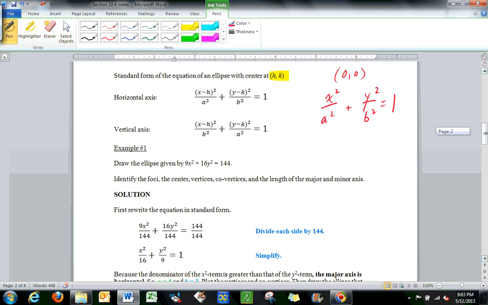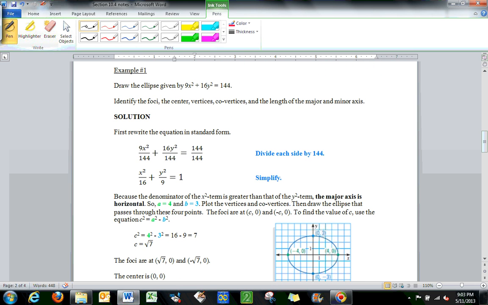So if we look at example number 1, they're going to ask us to draw the ellipse. Now notice they didn't ask us to graph it, but simply to draw it. We graph functions, we draw conic sections, and that's really a little bit of a mathematical technicality. But the first thing here is we need to put this in standard form. If you see that it's not equal to 1 and that it's not written in a fractional form, in most cases it's probably not in standard form for an ellipse. So we need to go ahead and convert that to standard form.